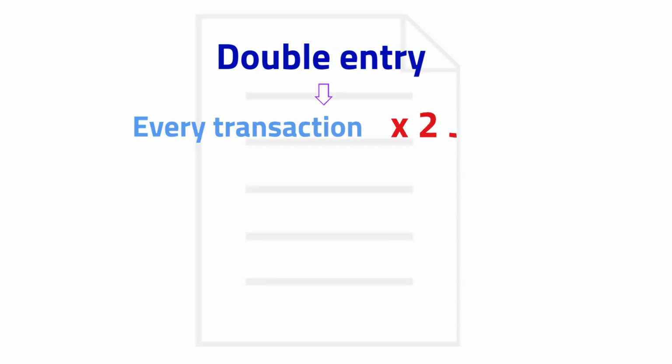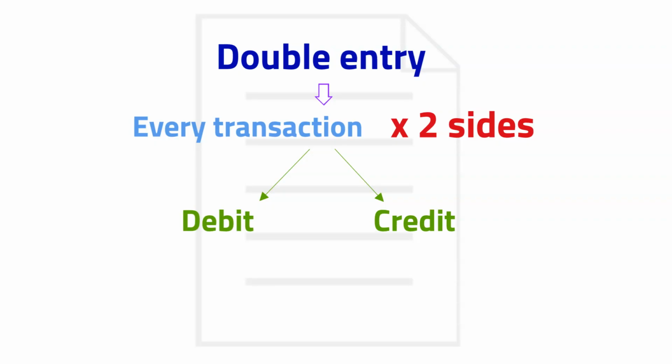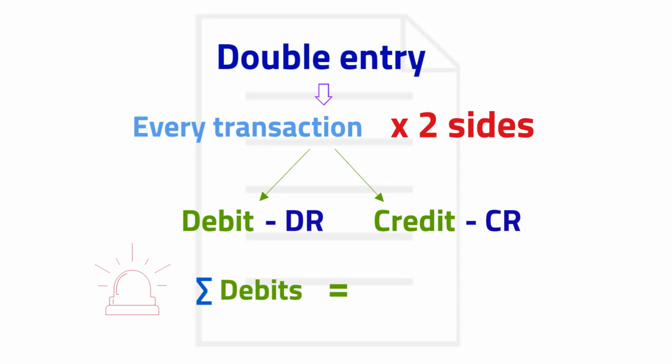Double entry means every business event records two equal amounts, and these amounts are often shown across each other. One is on the left side of an account and one on the right side of another or the same account. The one on the left is called debit and the one on the right is called credit. They are abbreviated as DR and CR. You will see this a lot in any accounting manual. Total debits must always equal total credits, so the books stay balanced.